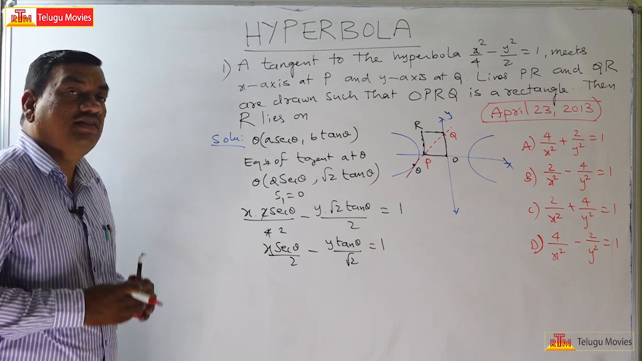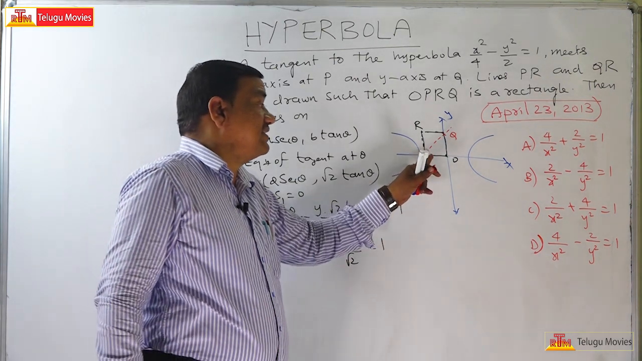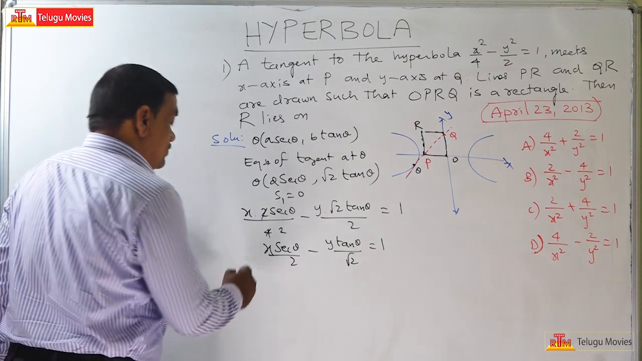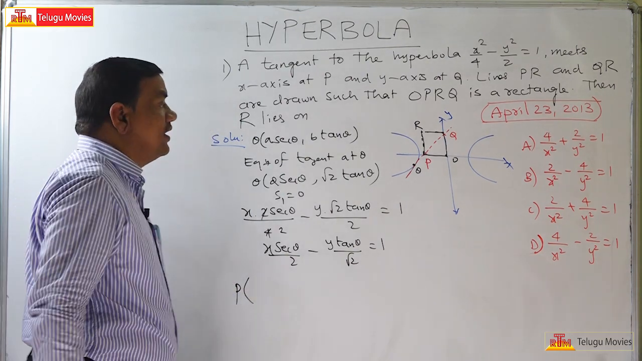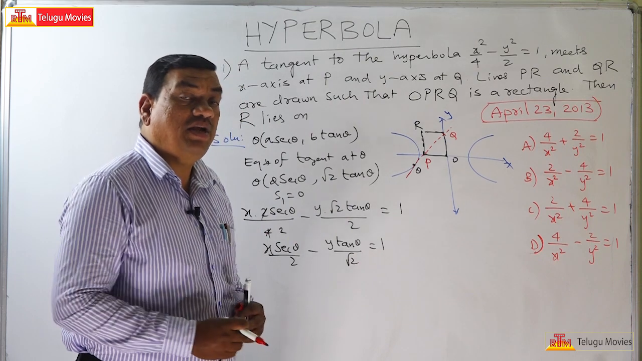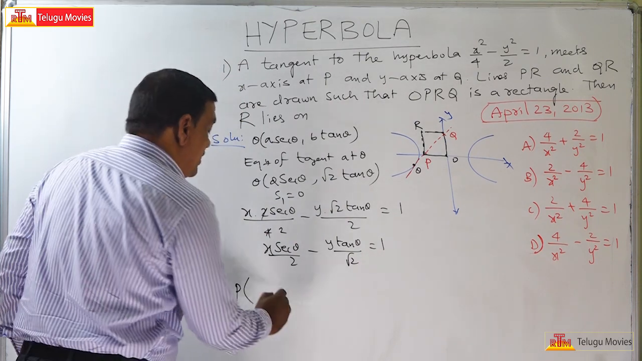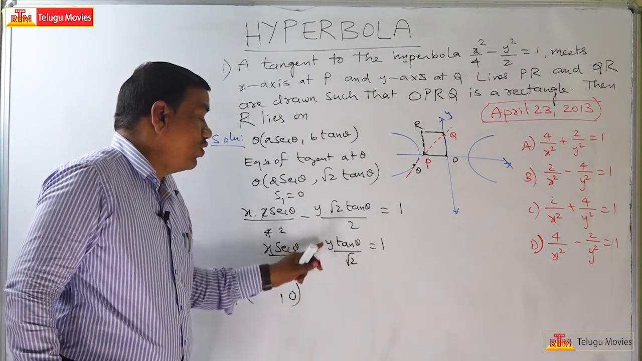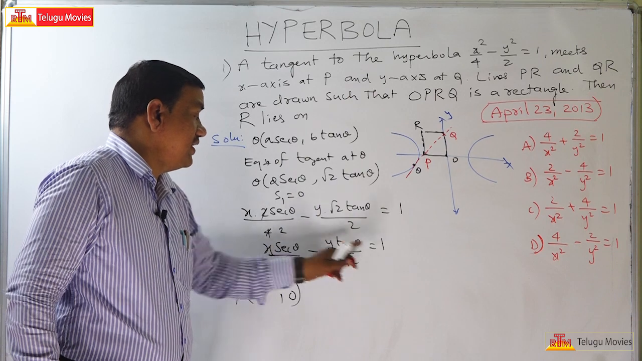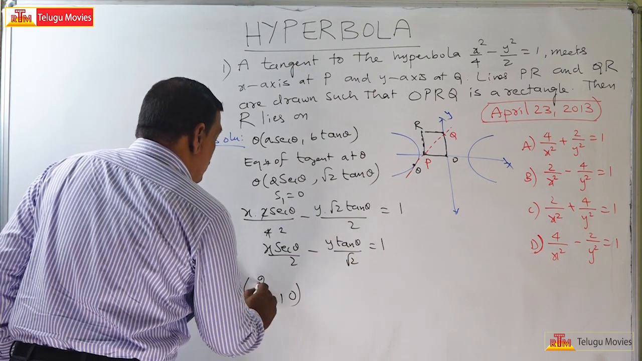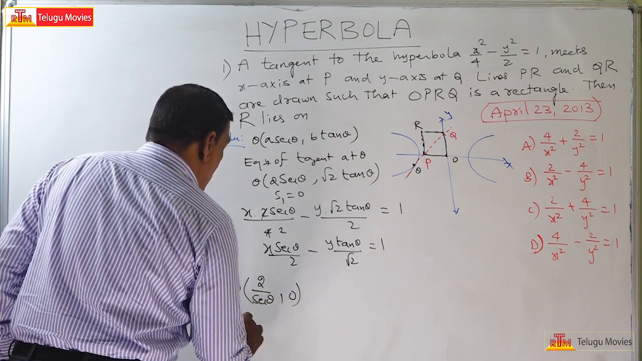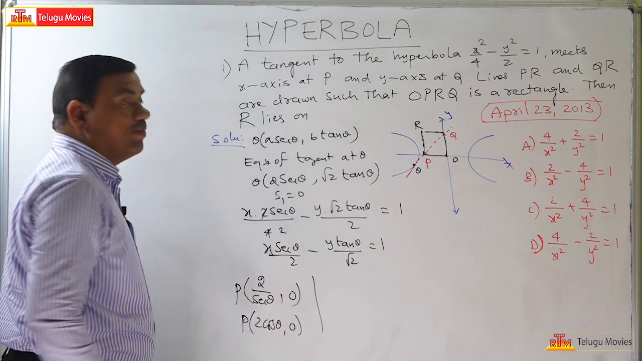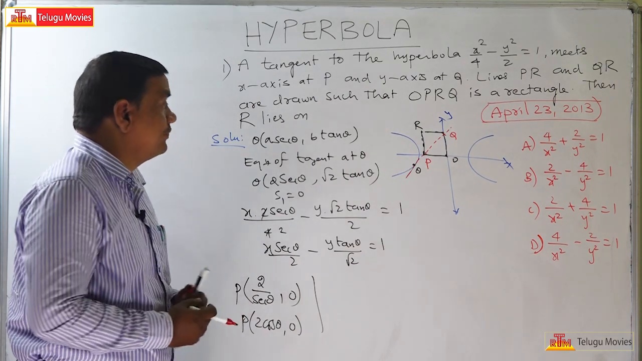Now he is saying that this tangent intersects the x-axis at P and the y-axis at Q. Let us find the coordinates of P and Q. For the coordinates of P, the y coordinate is 0. Substitute y is equal to 0 here, this whole term becomes 0. So 2 goes here, secant theta comes down, giving 2 by secant theta, that is 2 cos theta comma 0. This is the P point we got.